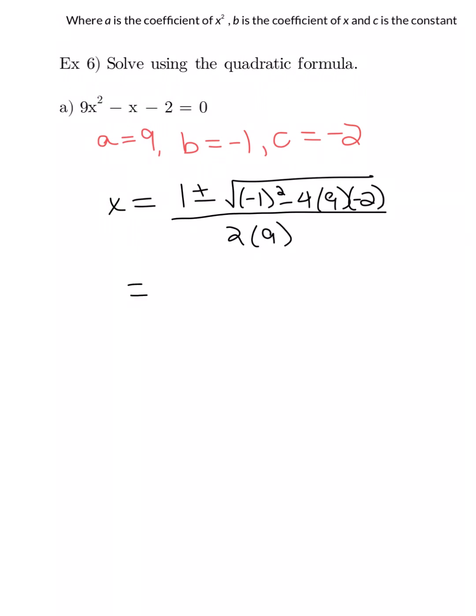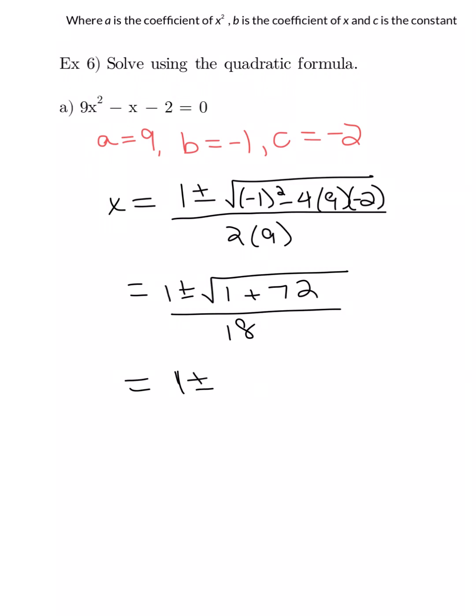So now let's start cleaning up what we've got. We're going to have 1 plus or minus the square root of -1 squared is +1. -4 times 9 is -36 times -2 gives me +72. All of that goes over our 2 times 9, which is 18. So now we need to do that addition that's in the radical. We're going to keep our 1 plus or minus. 1 plus 72 gives me 73 over 18.